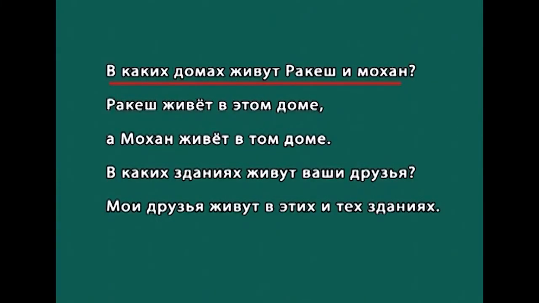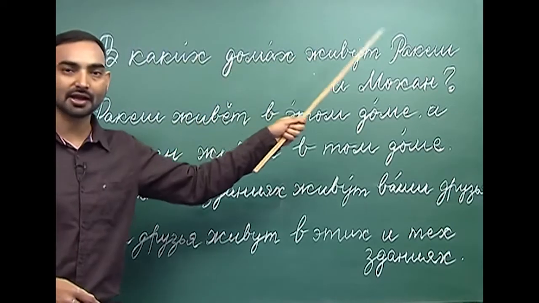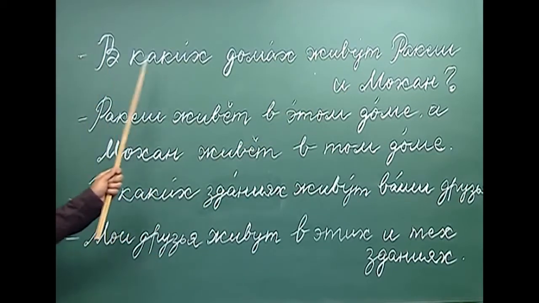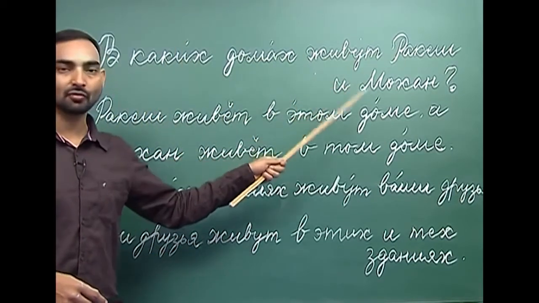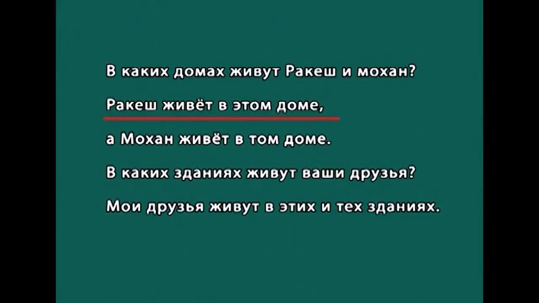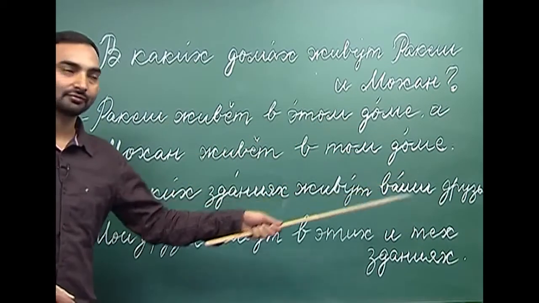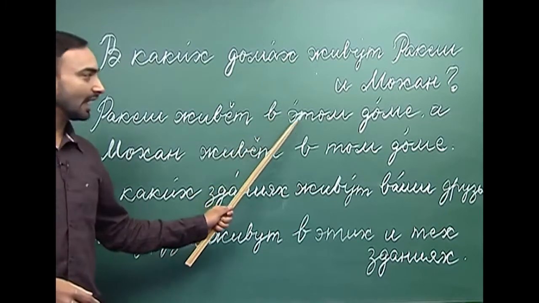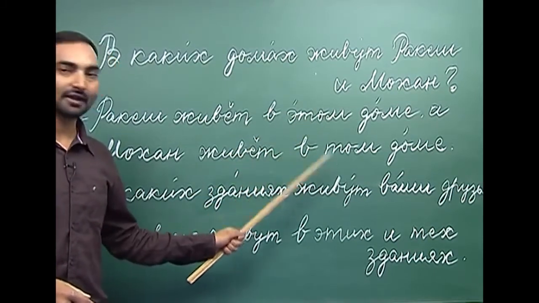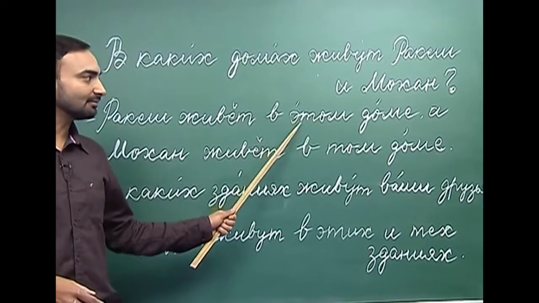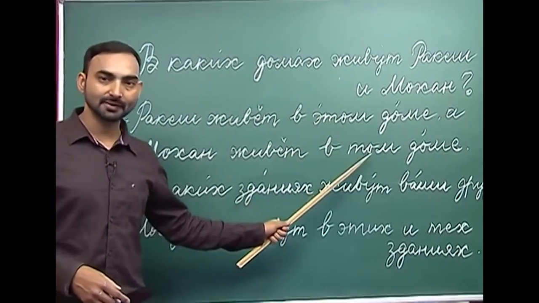В каких домах живут Rakesh и Mohan? In which houses do Rakesh and Mohan live? Rakesh живет в этом доме, а Mohan живет в том доме. Rakesh lives in this house and Mohan lives in that house. So here we have used этот and тот in the prepositional case. So этот has become этом and тот has become том.